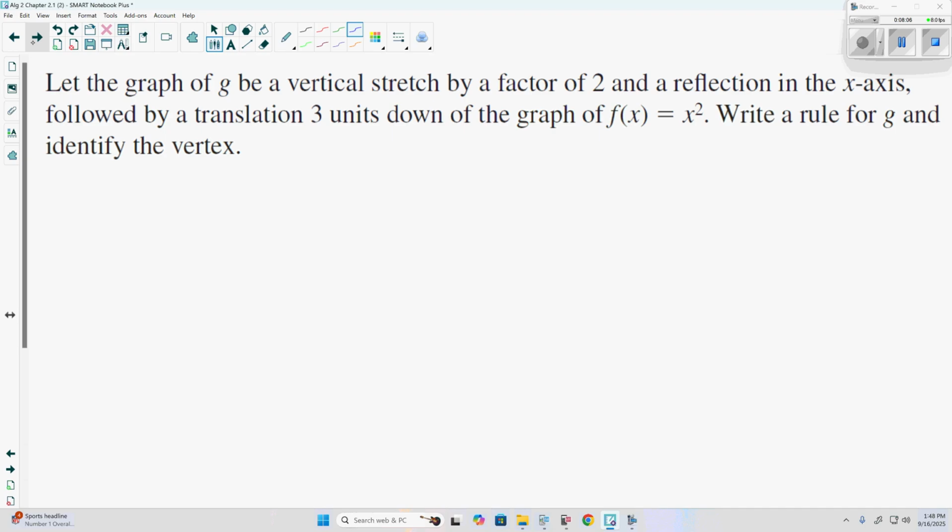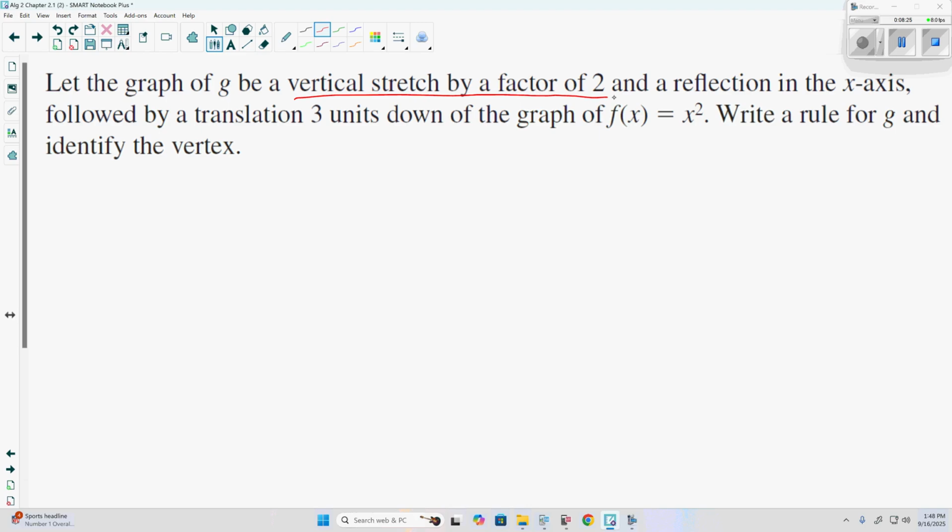Let's look at this here. Let g be a vertical stretch by a factor of 2, reflection in the x-axis, followed by translation 3 units down. So we want to write the rule for that function and identify the vertex.